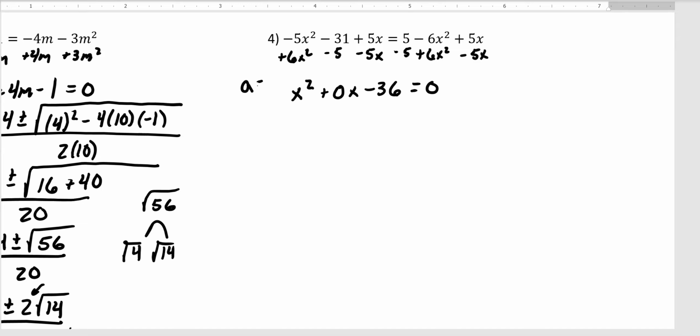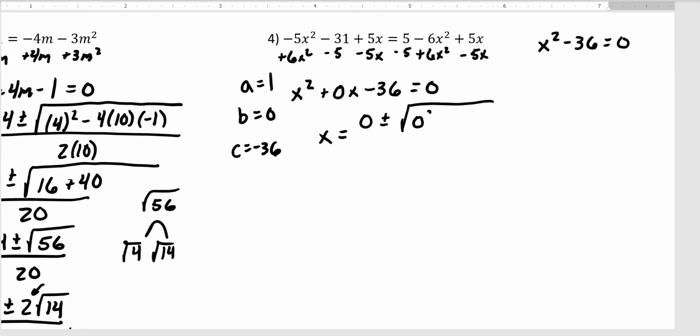So my a is 1. My b is 0, my c would be negative 36. Now, if we think about this, x squared minus 36 equals 0, quadratic formula, probably not the way we'd solve this, but just for fun, let's have some fun today. So we'll say x equals the opposite of 0, aka 0, plus or minus the square root of 0 squared, 0, minus 4 times 1 times negative 36, all over 2 times 1.